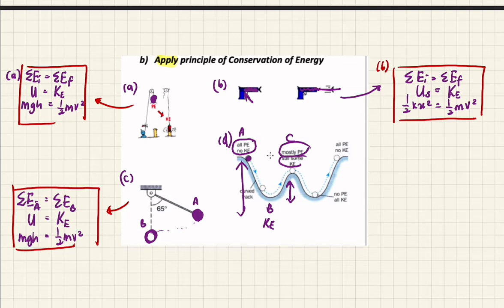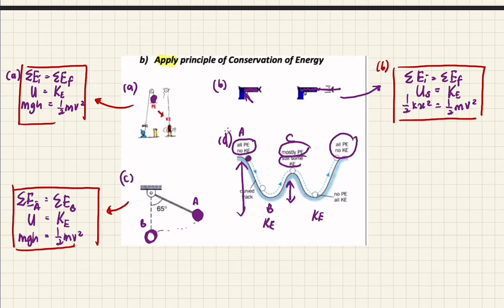Okay, lepas tu dia tak stop kan, dia tak stop. So dia masih ada kinetic energy dan dia turun balik. Okay, so bila dia turun balik, dia akan ada kat sini samalah, all kinetic energy and no potential energy. Okay, dan dia naik balik ke atas dan dia tak turun dah. So dia stop ke atas. So bila dia stop dekat atas, all potential energy and no kinetic energy. Okay, so dia akan transfer balik dan bila dia dah stop, so semua akan jadi potential energy balik.